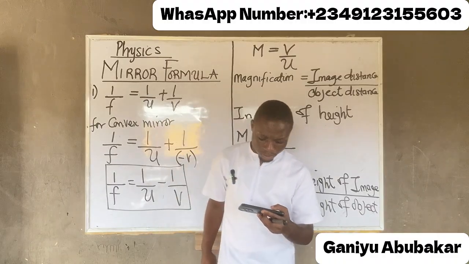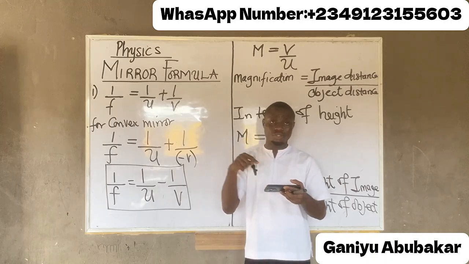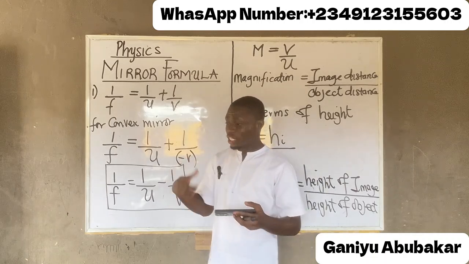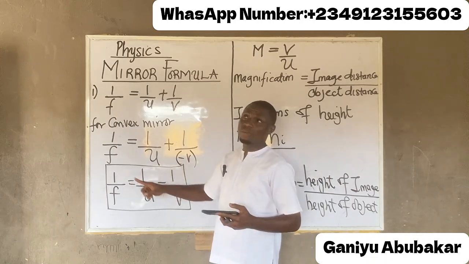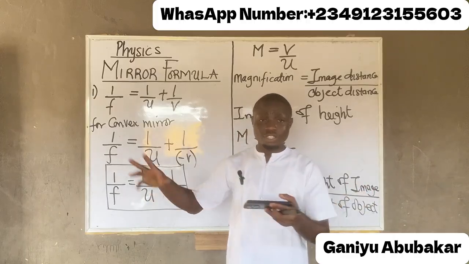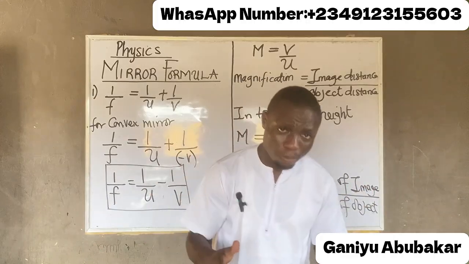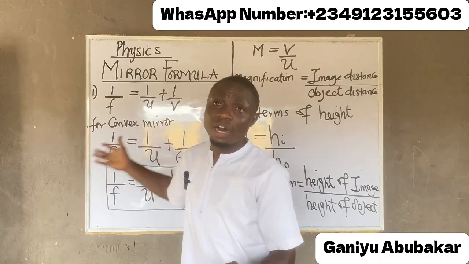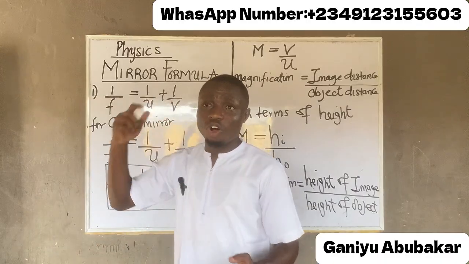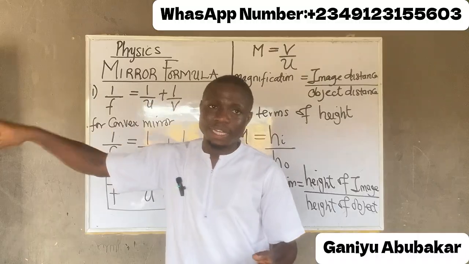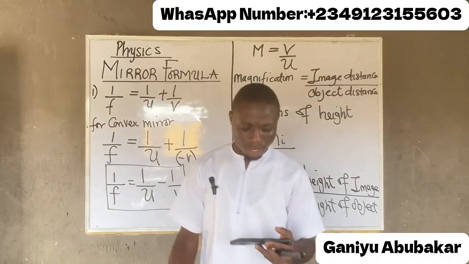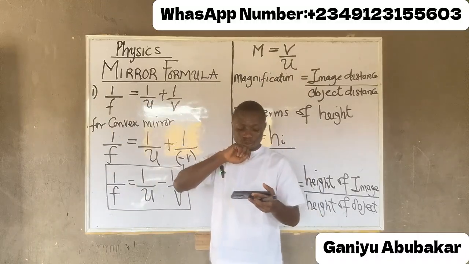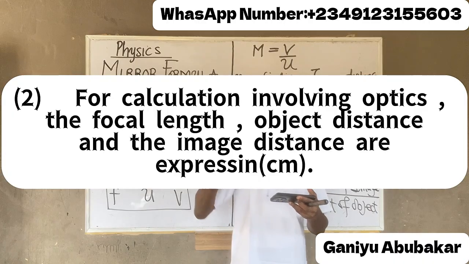Number two. This is one I was trying to show you guys before. I was telling you that something is centimeter, the other is millimeter. So I said this stops here. If you go and check past questions properly, study past questions, most times you will see that in mirror formula and optics concepts, they usually use cm as their unit. So put this down, please. Number two, for calculations involving optics.